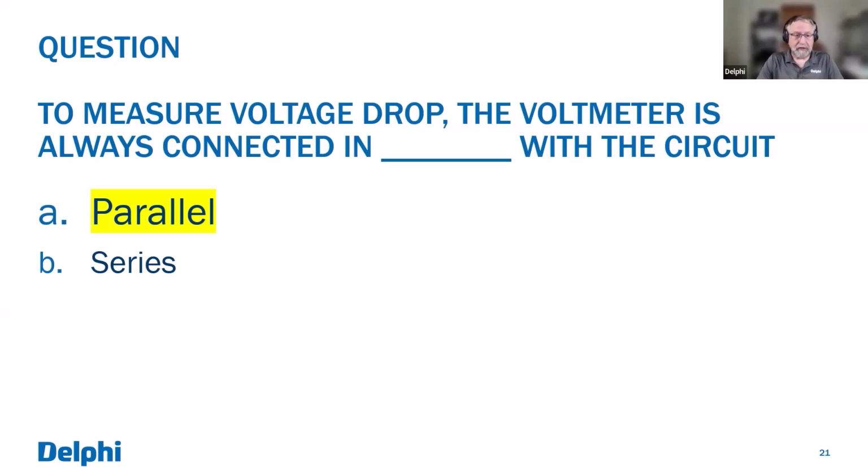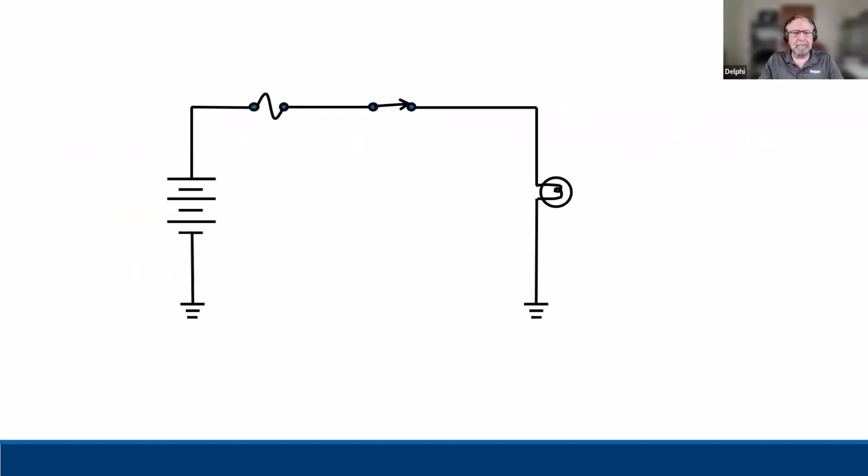Now, yes, you are creating another path for current to flow. However, keep in mind that a digital volt ohm meter has what's called a very high impedance and is going to draw a very, very small amount of current through it in order to take that measurement. Effectively no current, on a pragmatic level, okay? So your voltmeter is again attached in parallel to make this measurement.